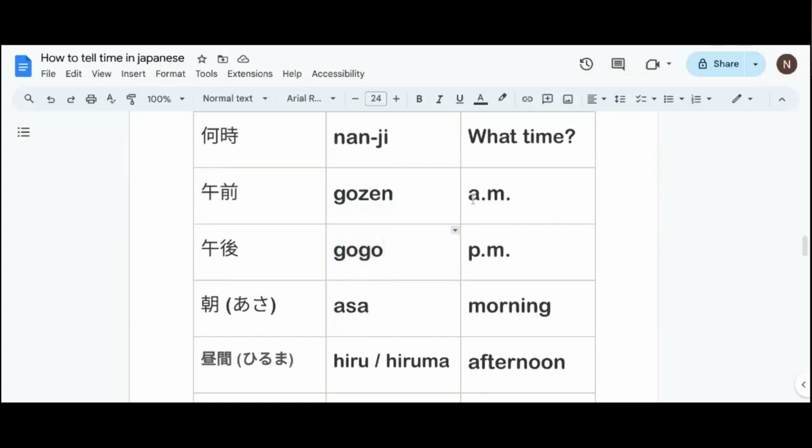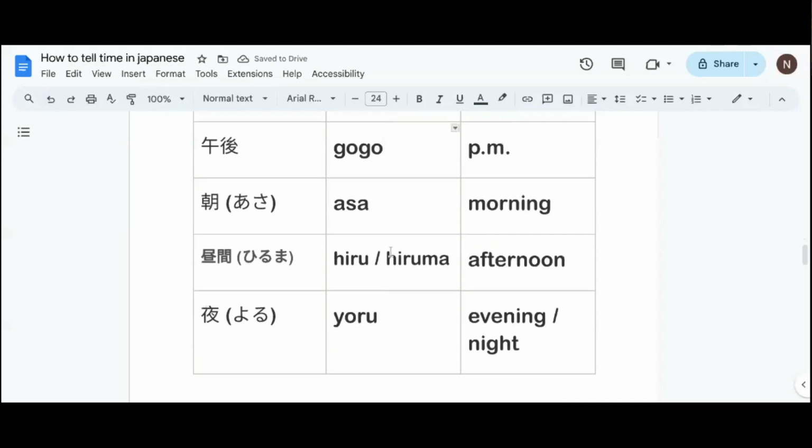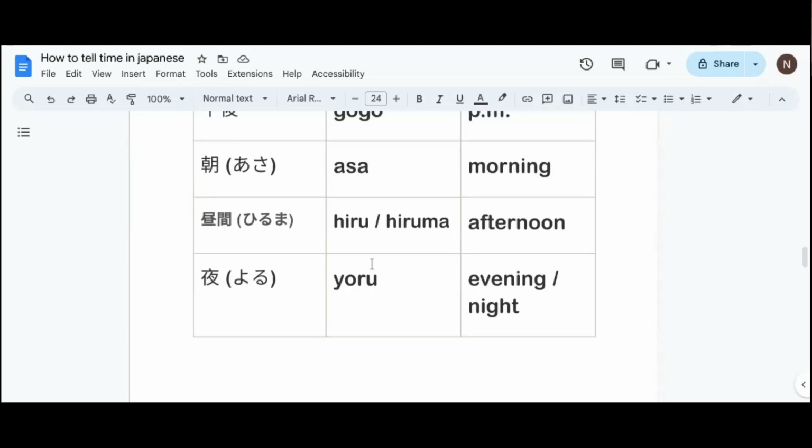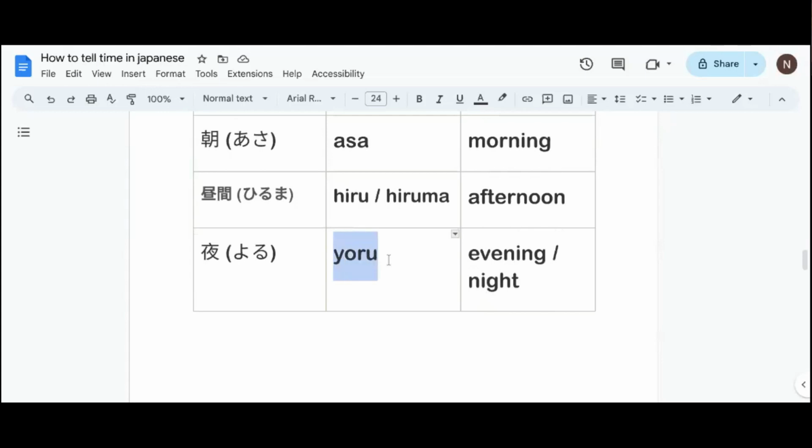And then PM is gogo. Gogo. If AM is gozen, PM is gogo. Okay? And then hiruma or hiru is afternoon. For example, hiru gohan. Gohan is a meal or rice. So hiru gohan means lunch. Or at night, yoru, add the gohan, yoru gohan, it is the dinner.